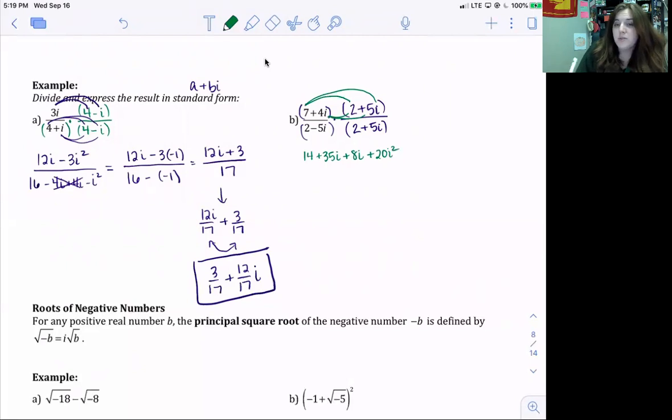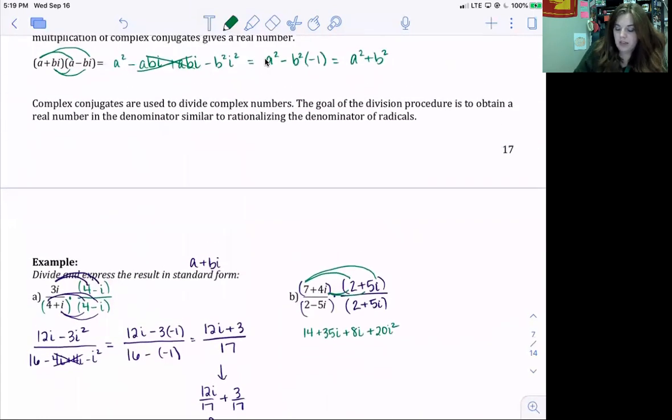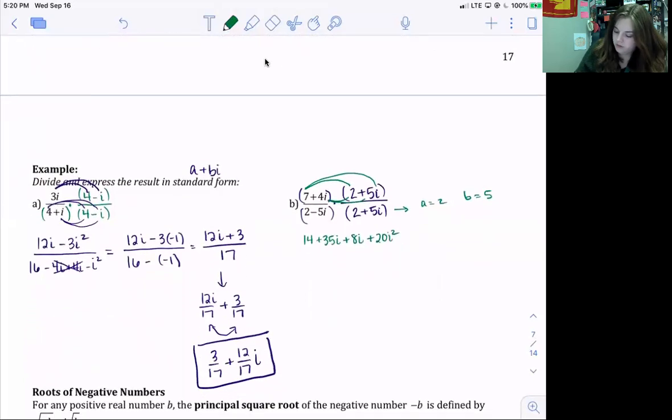Okay, I'm going to use the shortcut for our denominator. Remember, our shortcut was, let me move this up a little bit, a plus bi times a minus bi. So we're going to do a squared plus b squared. So here, a equals 2 and b equals 5. So we're going to have 2 squared plus 5 squared.